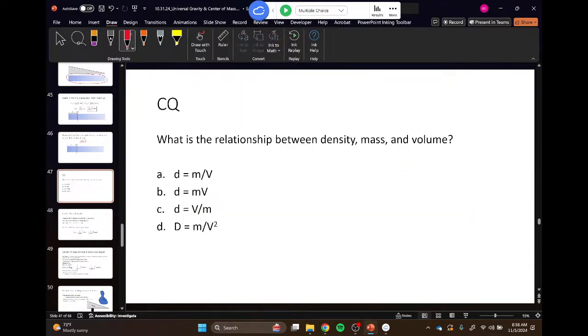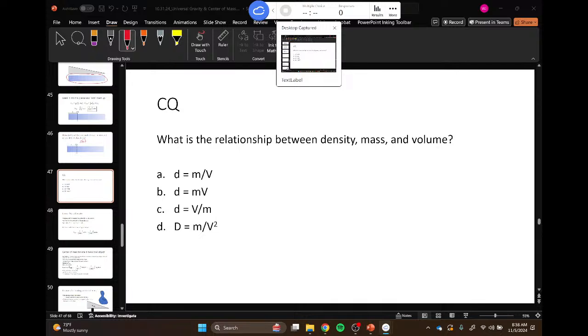In chemistry reminder, what is the relationship between density, mass, and volume? Is density mass over volume? Is density mass times volume? Density volume divided by mass? Is capital D density mass over volume squared? Yep.